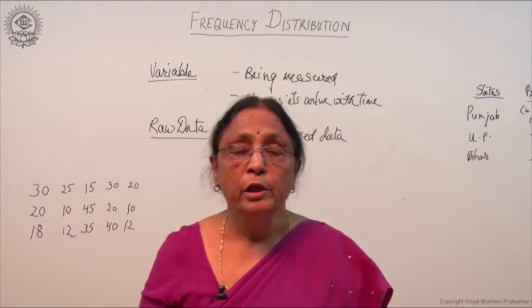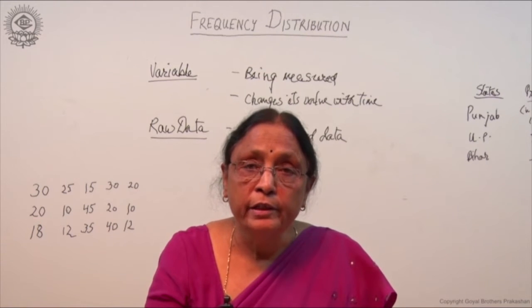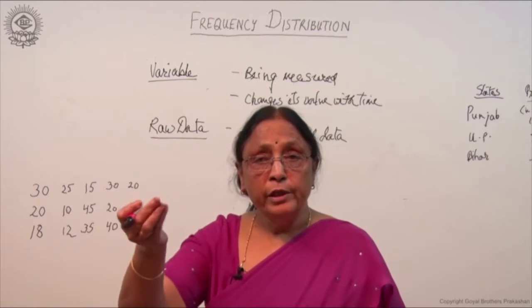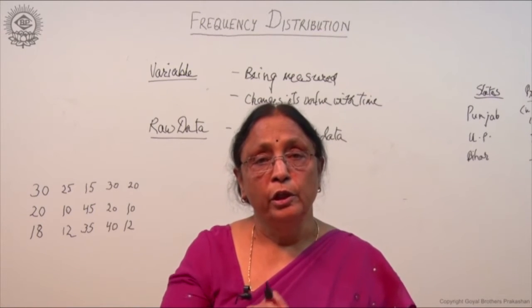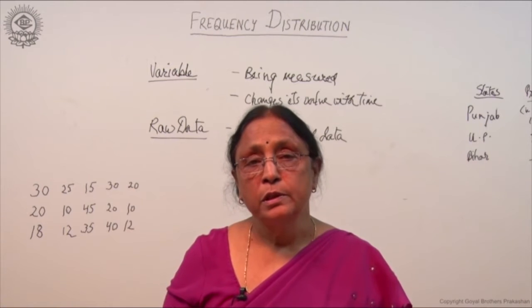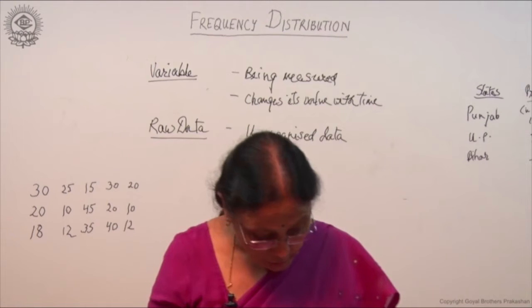So this is called raw data, and this is the first hand information when we collect the data, that is in the form of raw data. As you get the information, you note it down in the raw form, and later on you categorize it in a proper systematic order. So this is known as raw data.